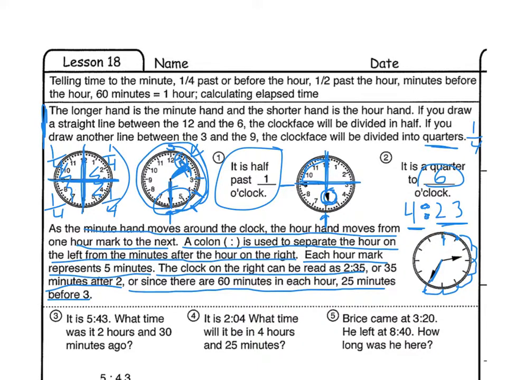So this has gone around 35 minutes past where the hour hand used to be, was on this hour right here, which is 2 o'clock. That would be 1, that would be 2 right there. So that's 35 minutes after 2 o'clock.